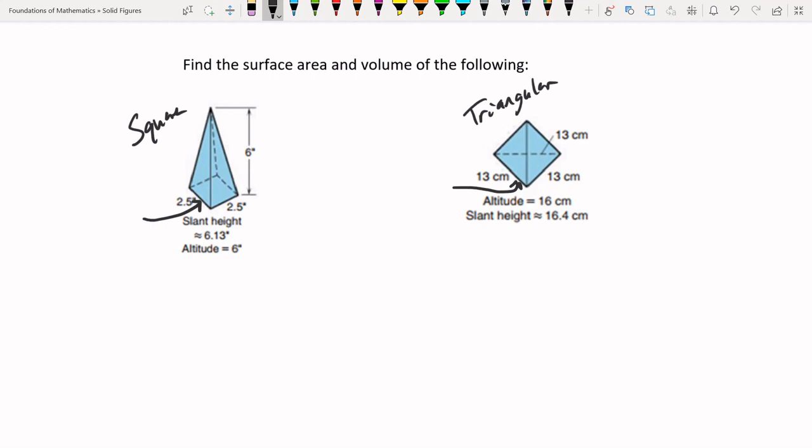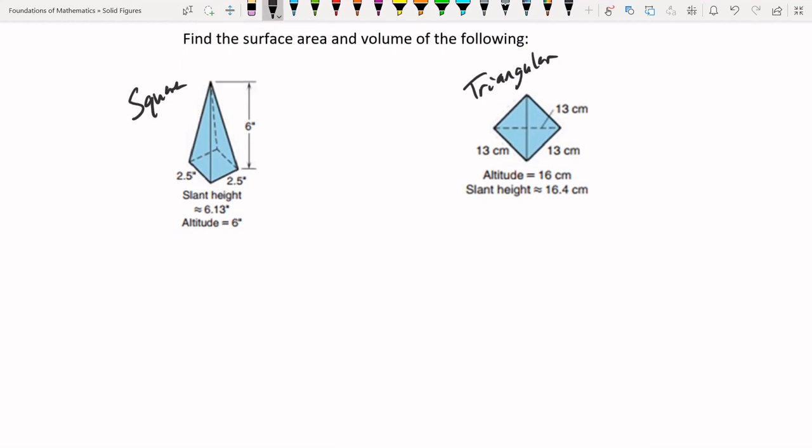Okay, now we can use what we've just learned to find the different pieces of information. So for the surface area on the square pyramid, we have a square on the bottom. The area of the square is going to equal length times width, which is 2.5 times 2.5. And that gives us 6.25. And this is going to be in inches squared. It's an area, so it's going to be squared units. Okay, that's the bottom surface area.